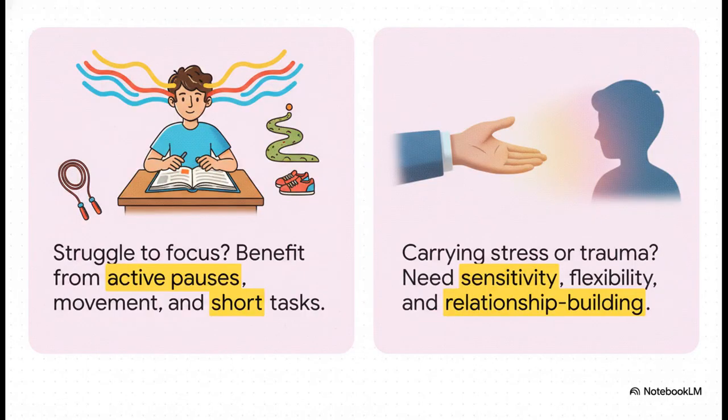And I love this comparison because it shows two totally different internal needs. For a student with attention difficulties, the answer might be physical. They need to move, take a quick break, or have a big task broken down into tiny pieces. But for a student dealing with emotional distress, the answer is relational. They need a teacher who gets it, who is flexible, and who invests in building trust. Different needs, but the solution is the same at its core: creating a supportive environment.